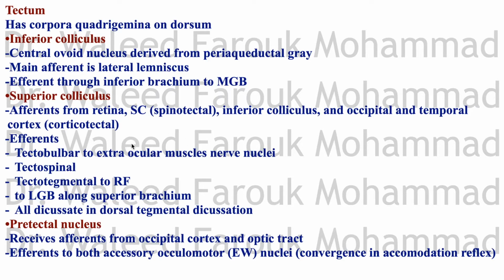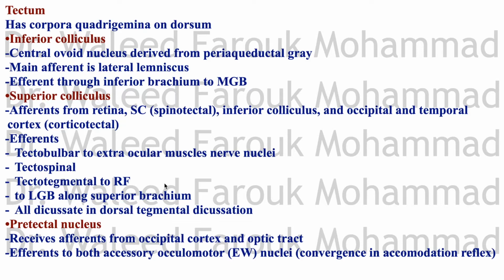Efferents from the superior colliculus is the tectospinal, the tectonuclear or tectobulbar to extraocular muscles nerve nuclei, tectotegmental to the reticular formation in the brainstem, and to lateral geniculate body or lateral geniculate nucleus along superior brachium, all decussate in the dorsal tegmental decussation. The fibers decussate.